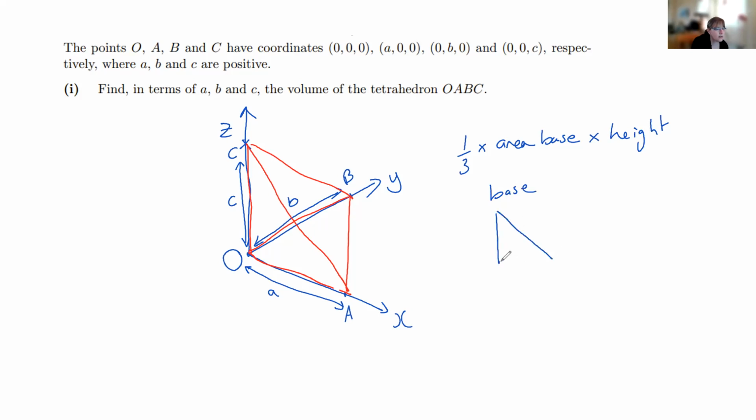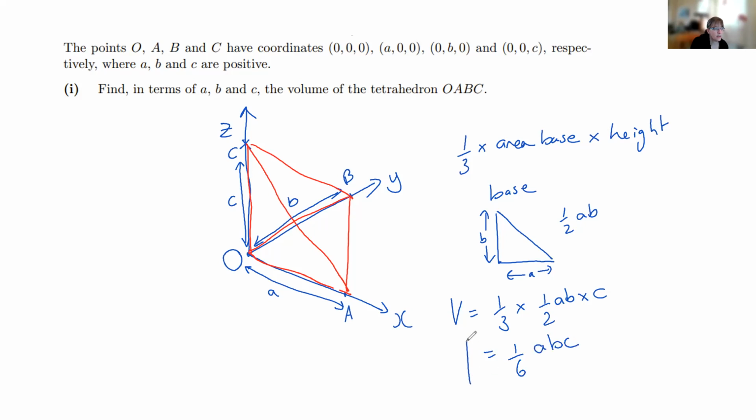And very helpfully, the base is a right angle triangle. So the base looks like this, where this is length A and this is length B. So the area of the base is a half AB. So therefore the volume is 1/3 multiplied by a half AB multiplied by the height C. So we get 1/6 of ABC. So that will be the answer to the first part.